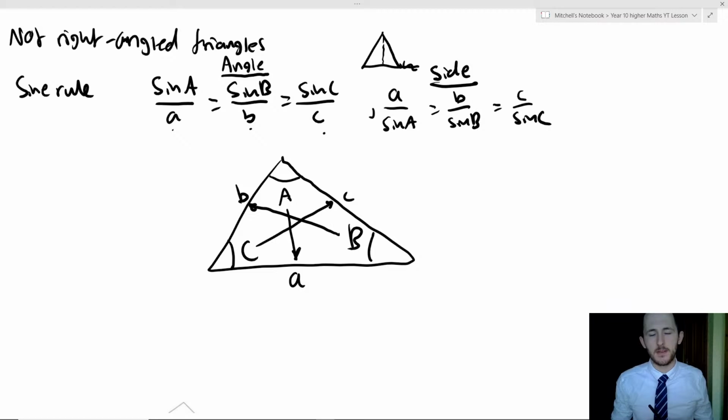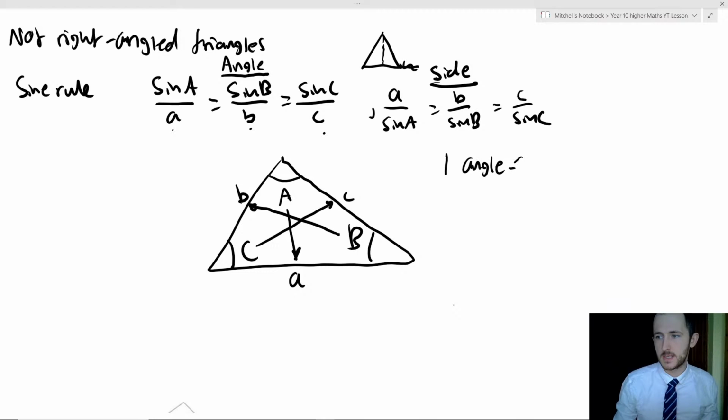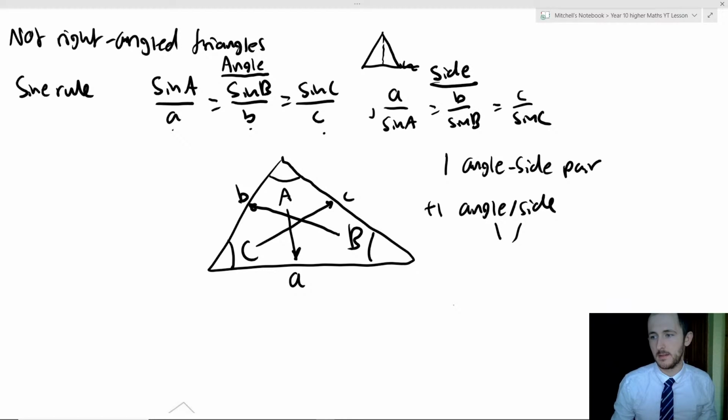So you might think, how do I use this in an actual calculation then? Let's start going through it. This might look complicated now, but watch. The important thing that the sine rule says is that the sine of an angle divided by the side that's opposite it equals the sine of another angle divided by the side that it's opposite. So all you really need is one angle-side pair, plus one angle or side, and you want to work out one.